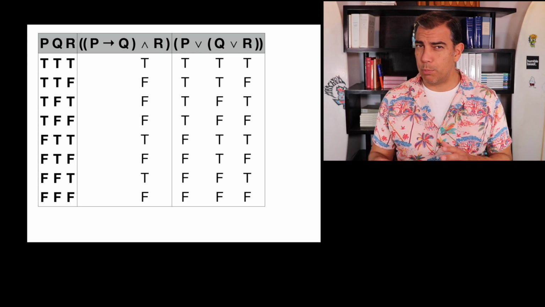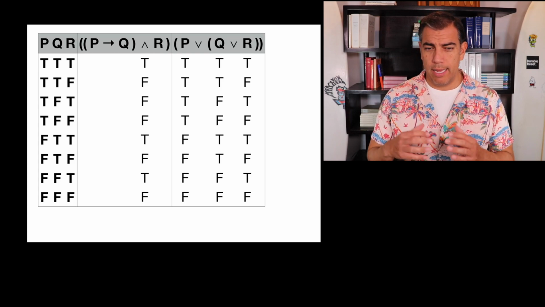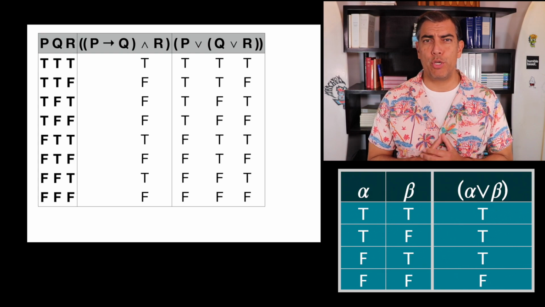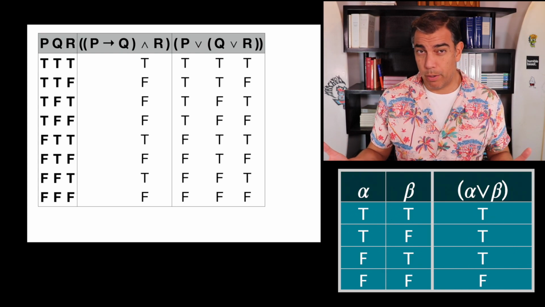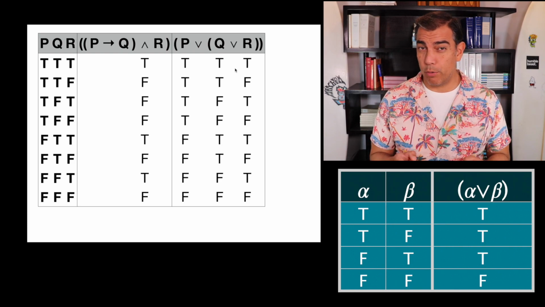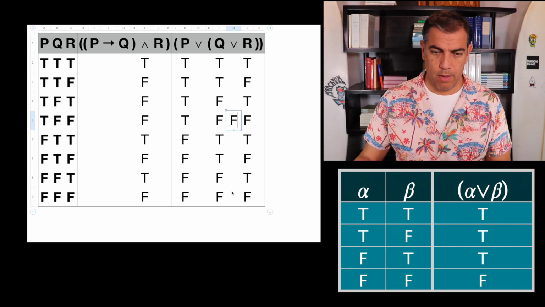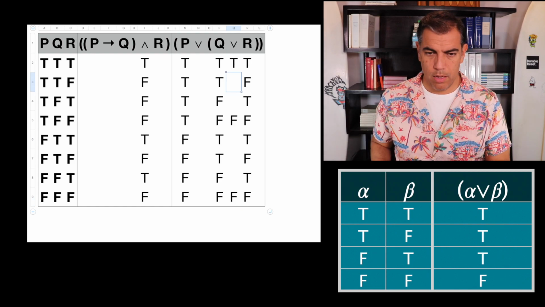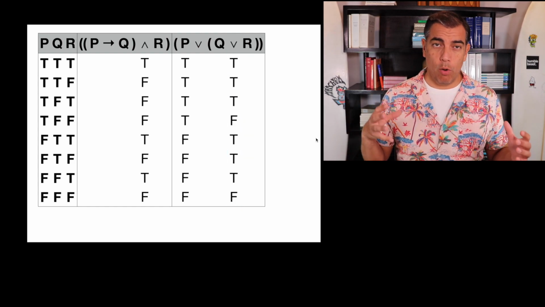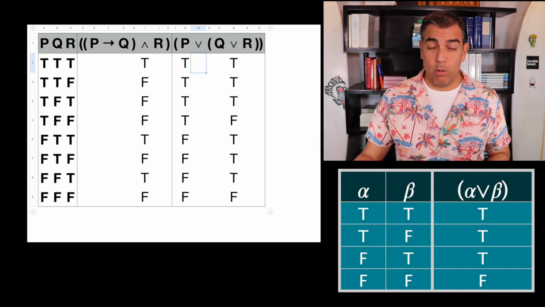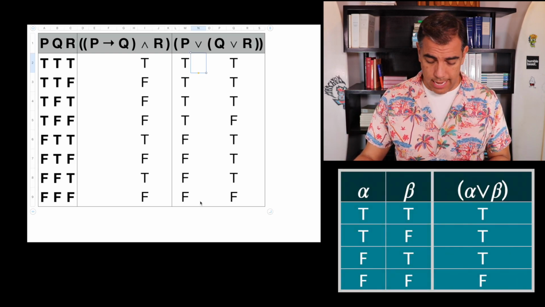For the second complex proposition, looks like I'm gonna have to build up that inside disjunction first, Q or R. Remember, it's true whenever either disjunct is true, possibly both. The only time it's false is when both of them are false. And then we have P or Q or R. It looks like the only time that one is false is in the last row here.